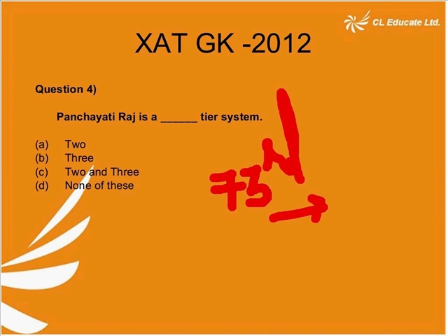Well, so now what is the correct answer? It is a three-tier system. Panchayati Raj is a three-tier system: Zilla, block, and then village level. The district level, the block level, and then the village level. Now I ask you, the Panchayati Raj system, is it an important part of our fundamental rights, directive principles of state policy, or fundamental duties?